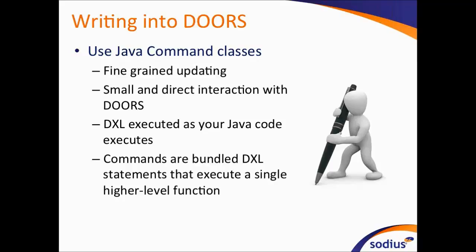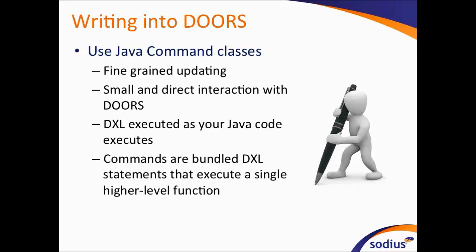So let's switch into writing. I got another example here, but first let me educate you on how the writing works. Writing has a different approach because it has a slightly different need, where writing is typically more update-based, so it's fine-grained updating. I just want to get in and update an attribute value, or add an object to an existing module, or create a new baseline, things of that nature.